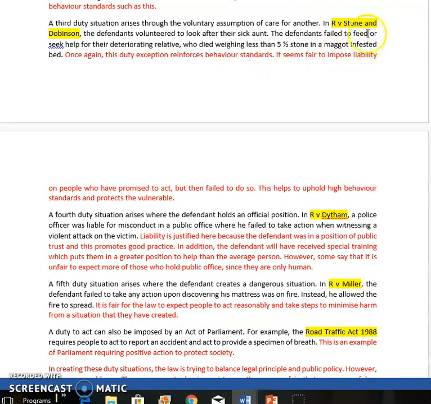Third situation, Stone and Dobinson. So I've got some facts there. Notice I've kept them fairly short. Remember, the facts aren't what's important. It is the AO2 that's more important.